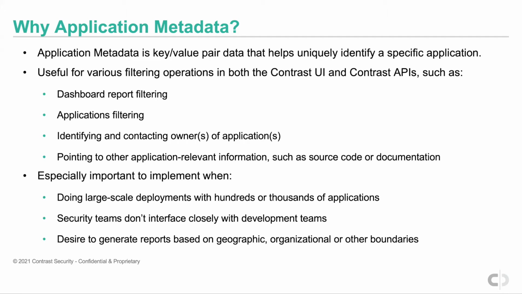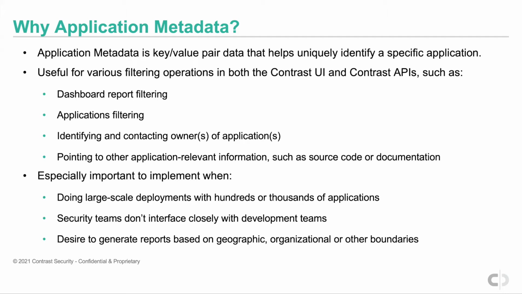Application metadata is a series of one or more key value pairs that helps uniquely identify applications when using the Contrast UI or APIs. Application metadata is used for metadata that does not change or very infrequently changes between application builds or runs. It is an optional but useful feature for various filtering operations in both the Contrast UI and Contrast APIs for purposes such as dashboard report filtering, applications filtering, identifying and contacting an application owner or team, or pointing to other application relevant information such as source code or documentation.